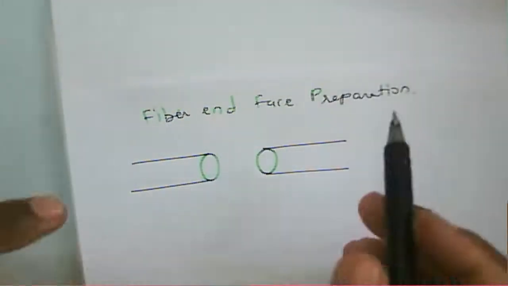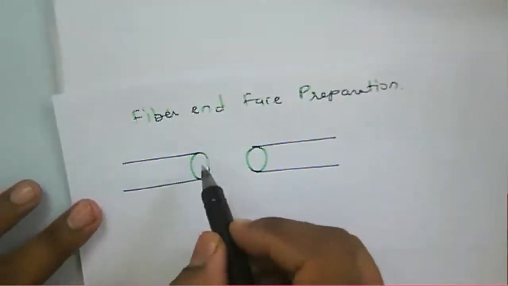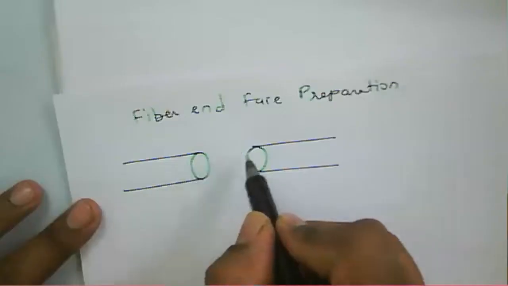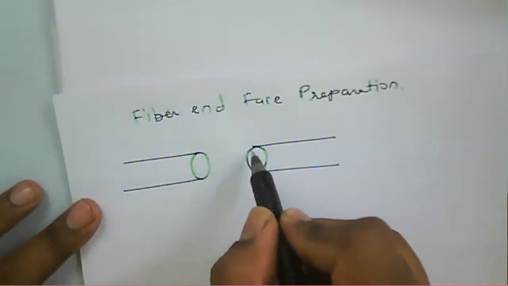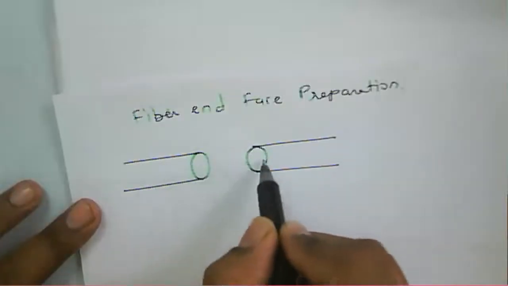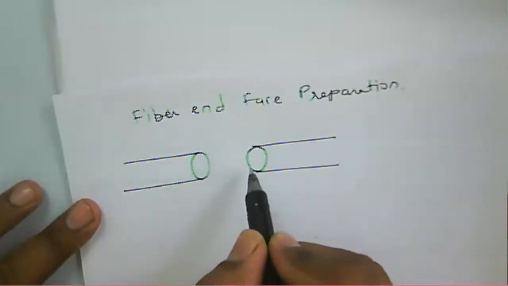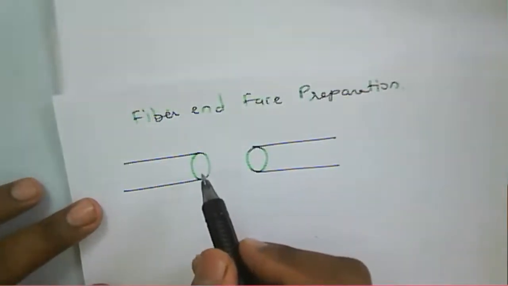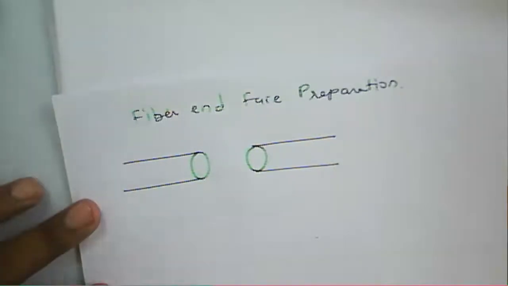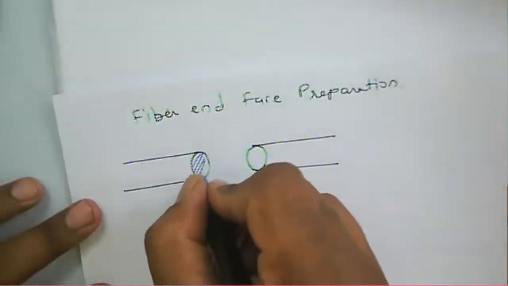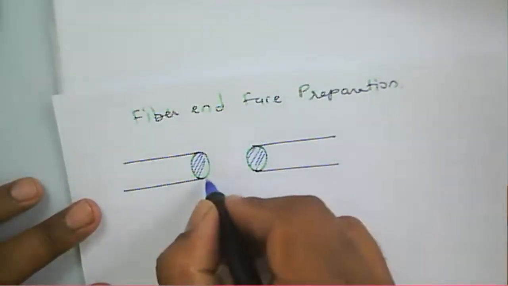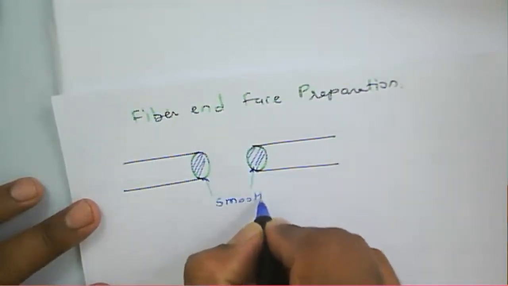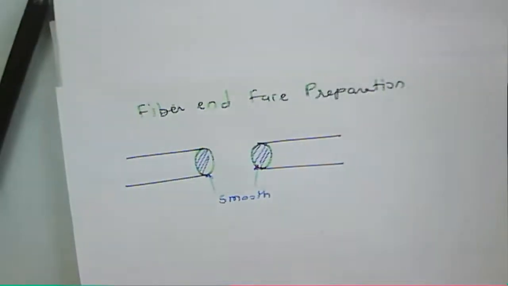Okay. Now the next portion is about the end of the fiber, one end of this fiber and the other end of this fiber. When we connect these two fibers, both ends have to be smooth. If these faces are smooth, then we are able to connect the two fibers properly.